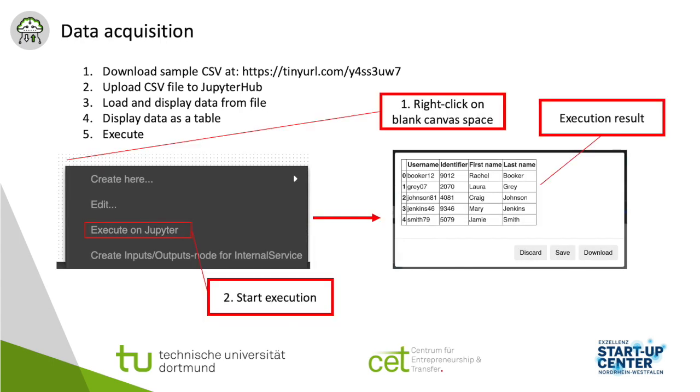At this point, the validation should show no more errors and the model can be executed. To do this, right-click on an empty area of the canvas. In the menu that appears, click on Execute on Jupyter. This process may take a few seconds until the result is displayed. Finally, the results can be discarded, saved locally on the computer or in Pyrus.